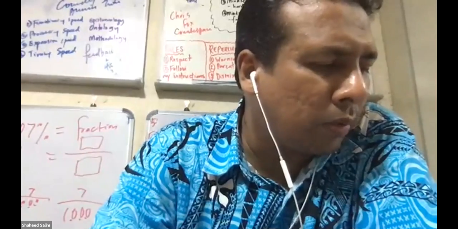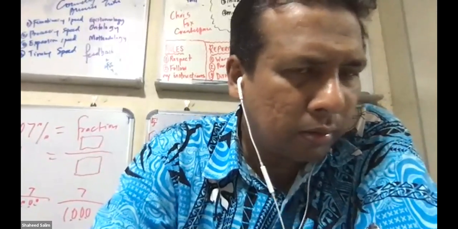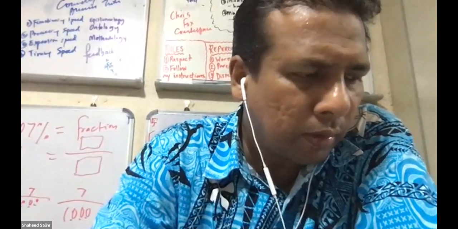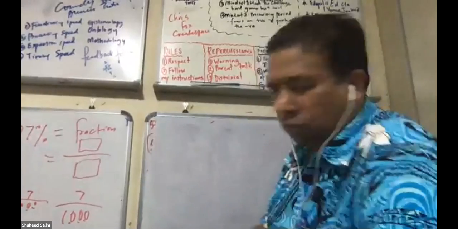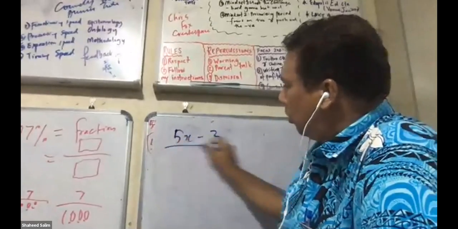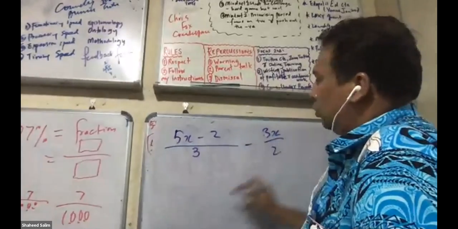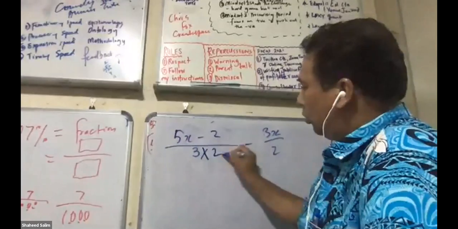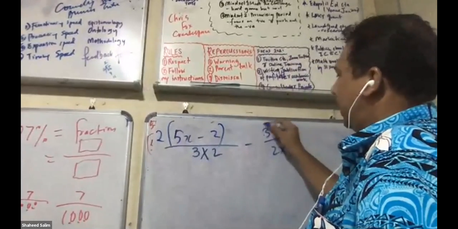Down there, there's a 2 down there. Do you minus the 2? Cannot minus, right? You expand like this. Okay, let's see. Okay, we do 5x minus 2 over 3, right? Minus 3x over 2. So now you need to times by 2, bracket times 2. You need to times by 3, bracket times 3.